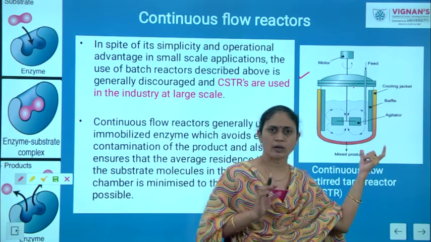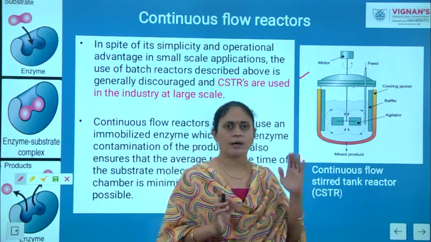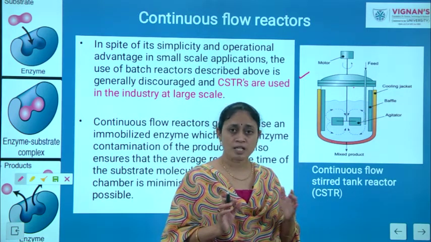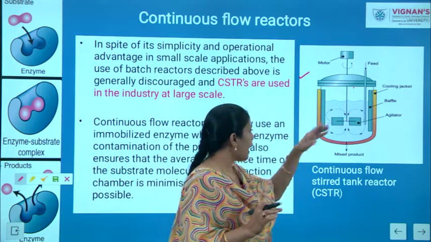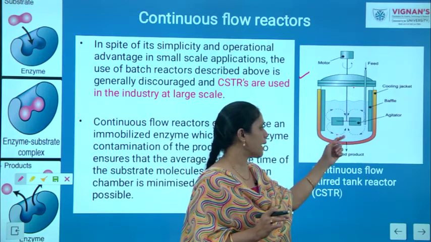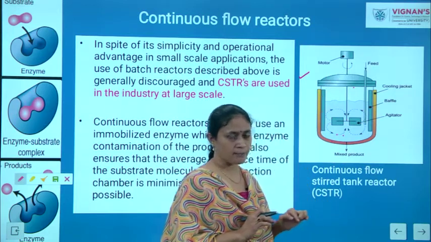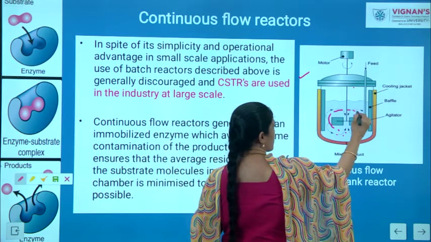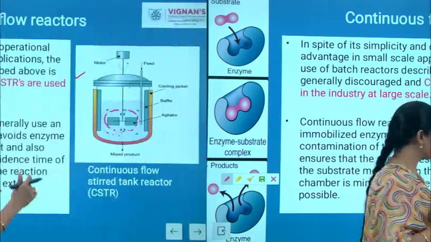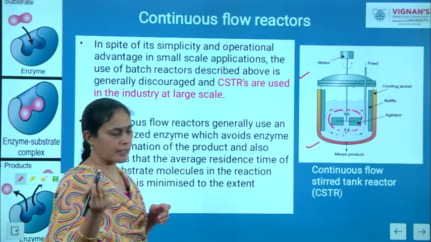As I have already explained what an immobilized enzyme is, we immobilize the enzyme to a suitable support, and we place that immobilized enzyme within the reactor. In a continuous reactor, you are continuously supplying the substrate. A certain concentration of substrate is available for the enzyme so that you can get your product. So, this is the design of your continuous flow stirred tank reactor.